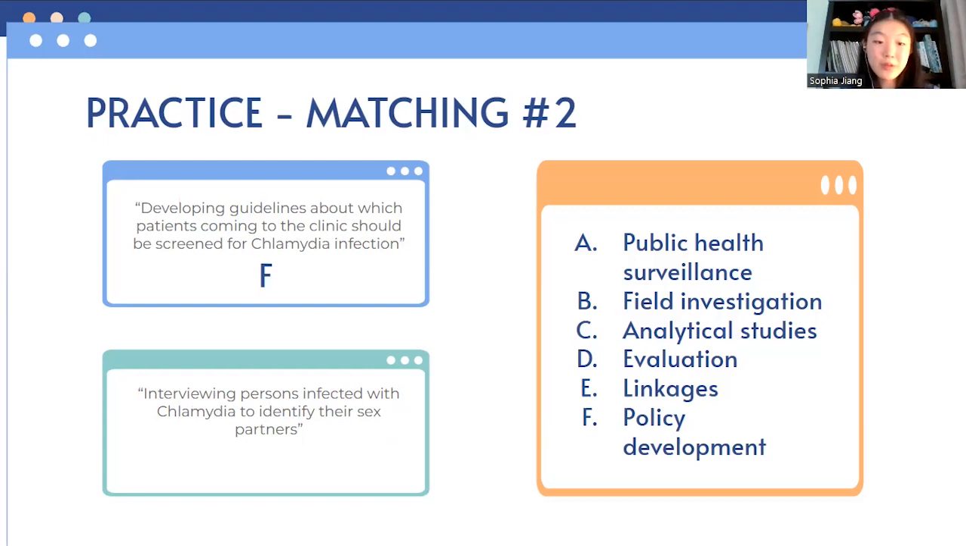Next, interviewing persons infected with chlamydia to identify their sex partners. Well, that would be B, field investigation. It's very similar to the other example that we had before about identifying unreported illnesses. And once again, this is field investigation, not analytical studies, because for analytical studies you would need a comparison group, and here it's just interviewing people.